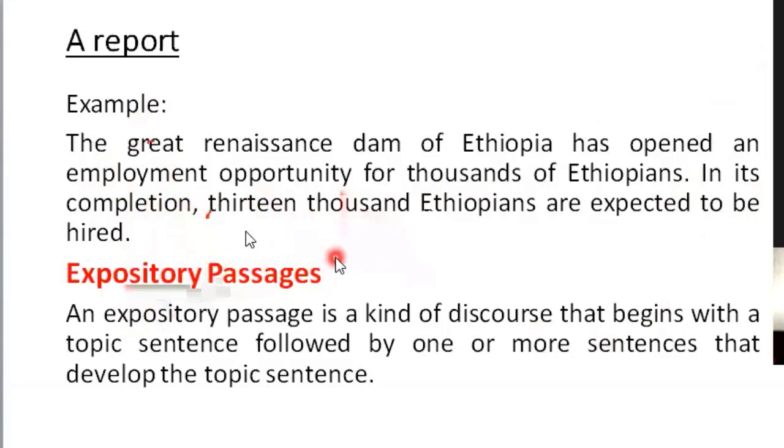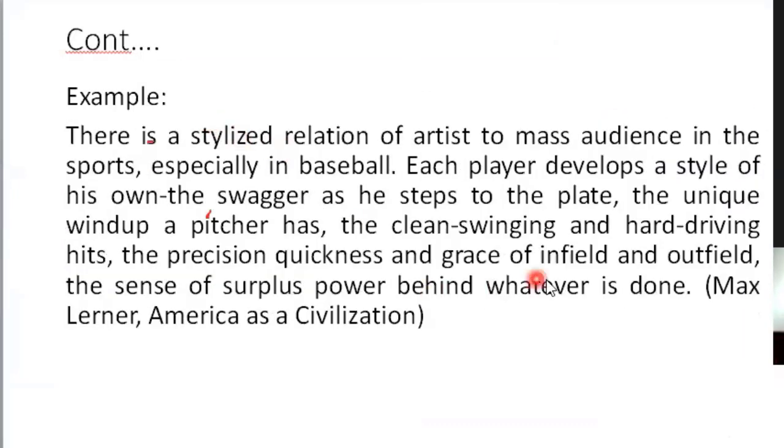The other typical example of non-argumentative passage is the expository passage. Here, expository passage refers to a kind of discourse that begins with a topic sentence. It has a topic sentence. We may have an issue that's a topic sentence, followed by one or more sentences that develop the topic sentence. They only develop the topic sentence. They do not provide another statement that is evidence. Example, you can look at the example.